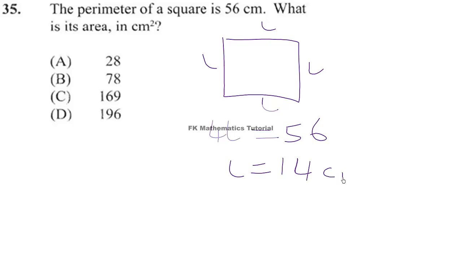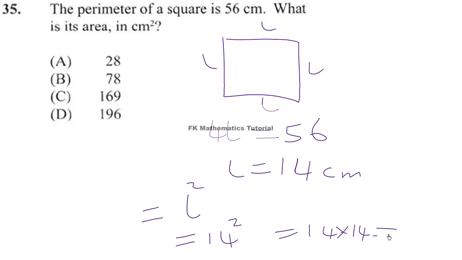centimeters. And we are asked to find the area. Area is equal to L squared. And that will give you 14 squared. And that is equal to 14 times 14. And that will give you 196 centimeters squared. So the correct answer is D.